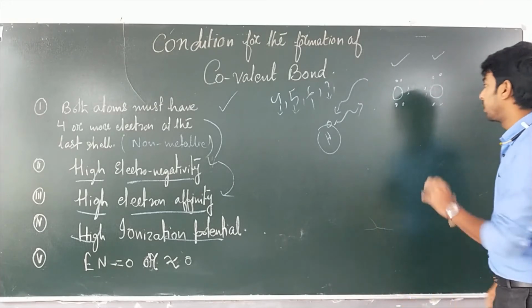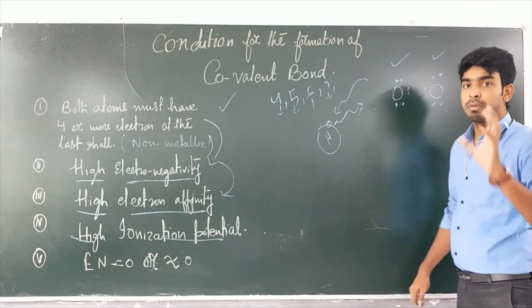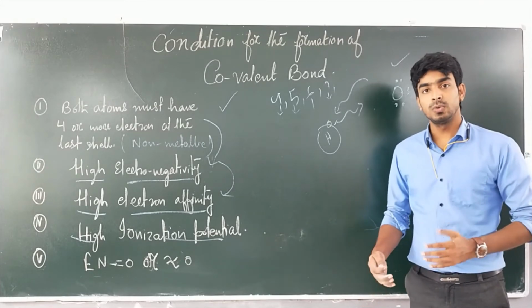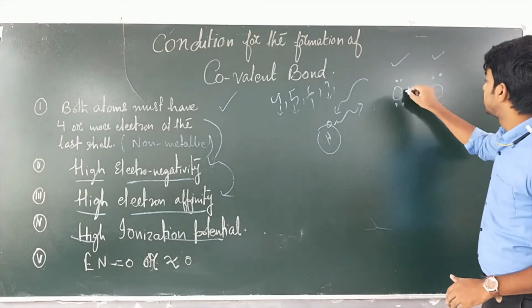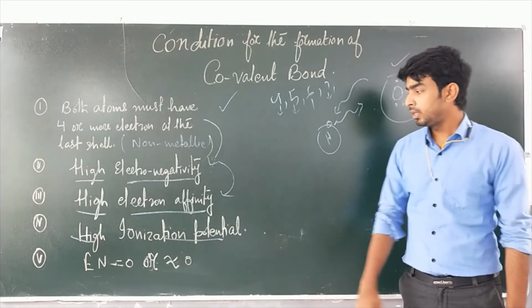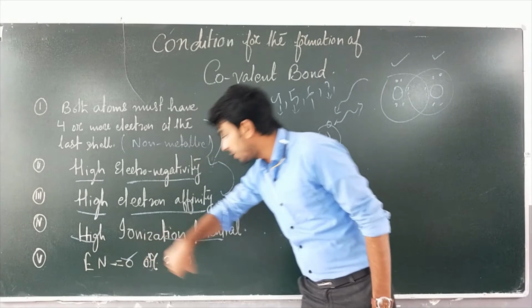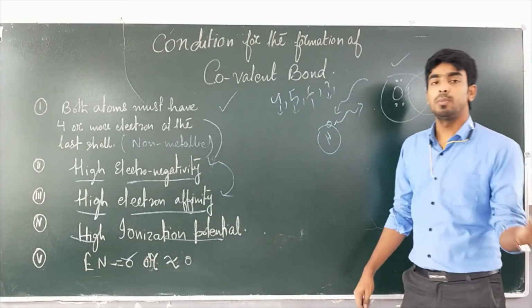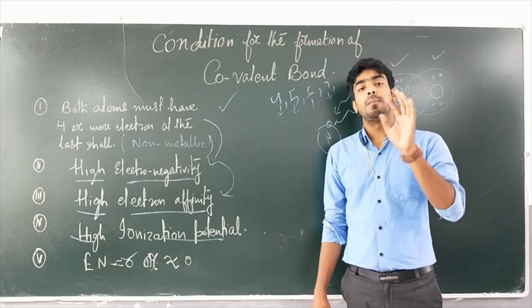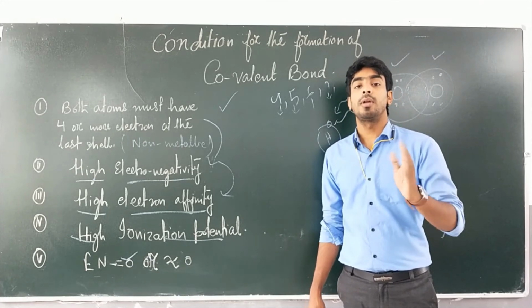But what is happening over here? Both are equally powerful, so they decided not to gain or lose. They decided to share the electron. So you are getting the idea of why we need the electronegativity difference to be almost zero. Always remember, in the case of non-metals, electronegativity must be equal.